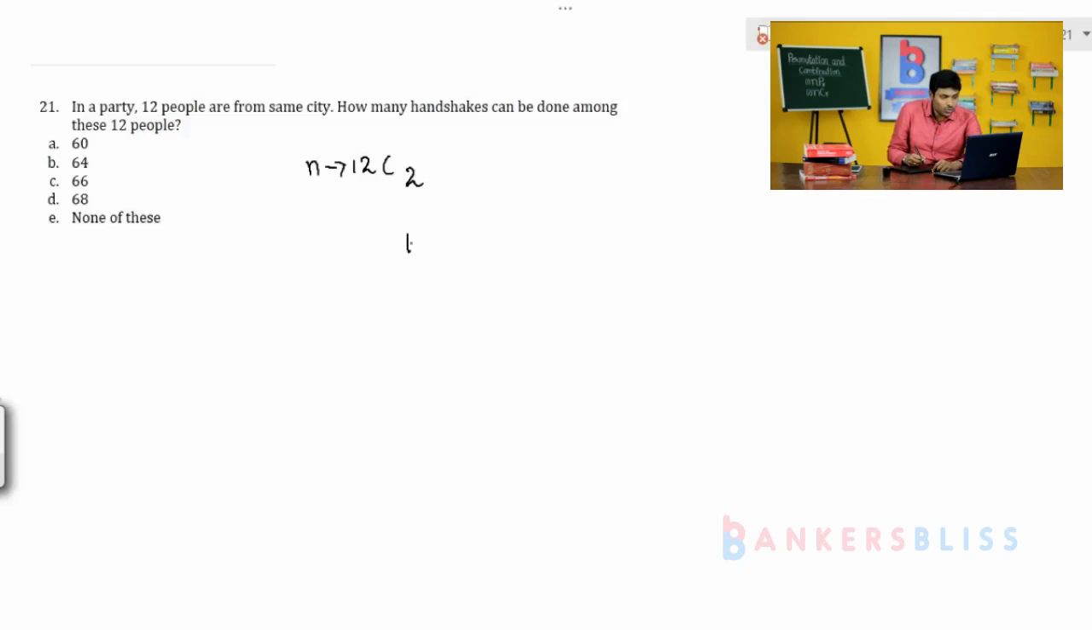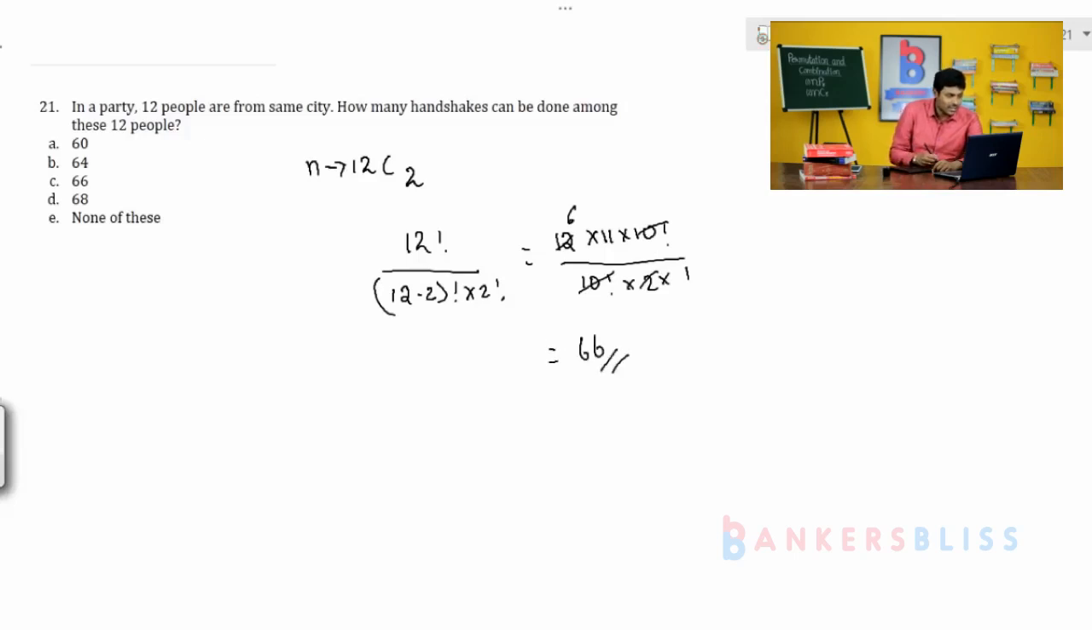So 12C2 means 12 factorial by (12 minus 2) factorial into 2 factorial. That is 12 into 11 into 10 factorial by 10 factorial into 2 factorial, meaning 2 into 1. 10 factorial gets cancelled, 2 sixes are 12. So 11 into 6, you are going to get 66. Therefore option C is the right answer.